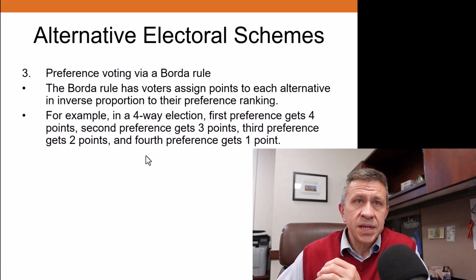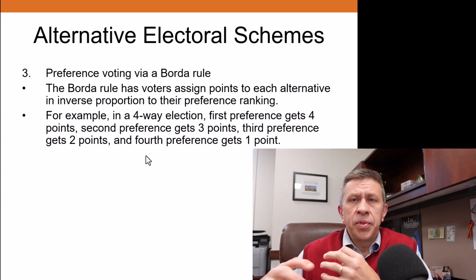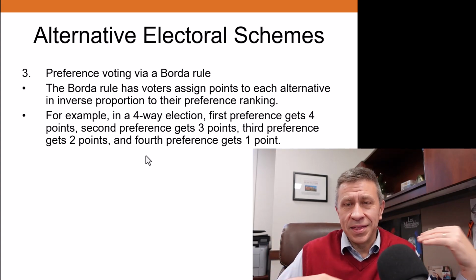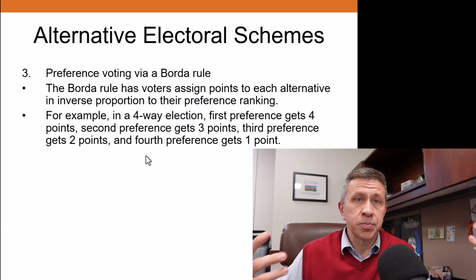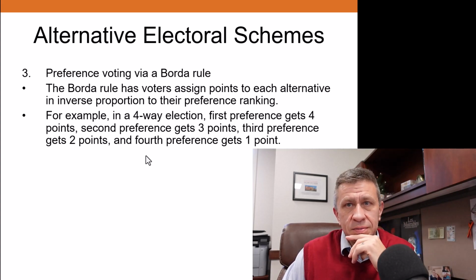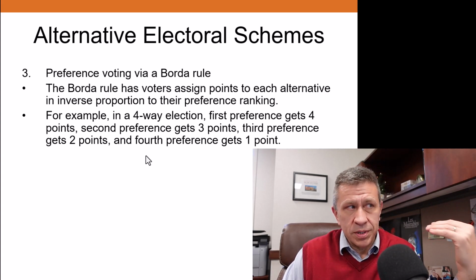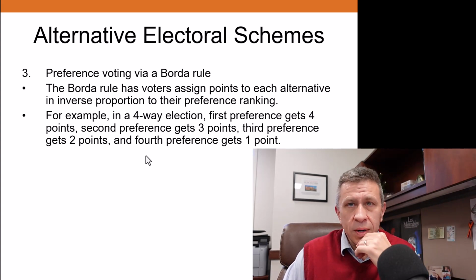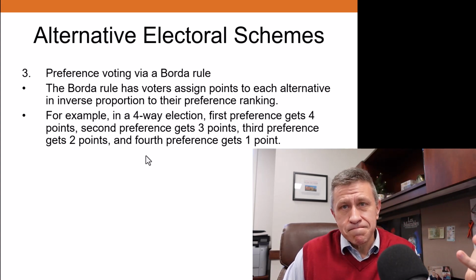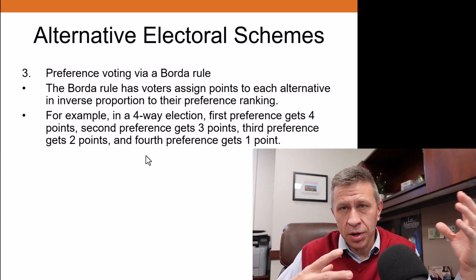Third electoral scheme, preference voting via the Borda rule. With the Borda rule, you assign a preference to candidates, and then points are assigned in some inverse proportion. So in a 4-way election, let's put on the example here, say the top choice might get 4 points, next choice would get 3 points, third would get 2 points, fourth would get 1 point. These types of schemes can be preferred in the sense that if you have multiple people you like, you can throw it all in.